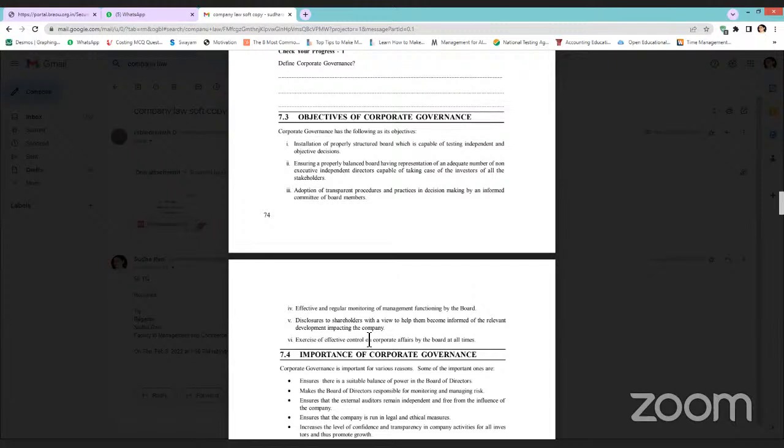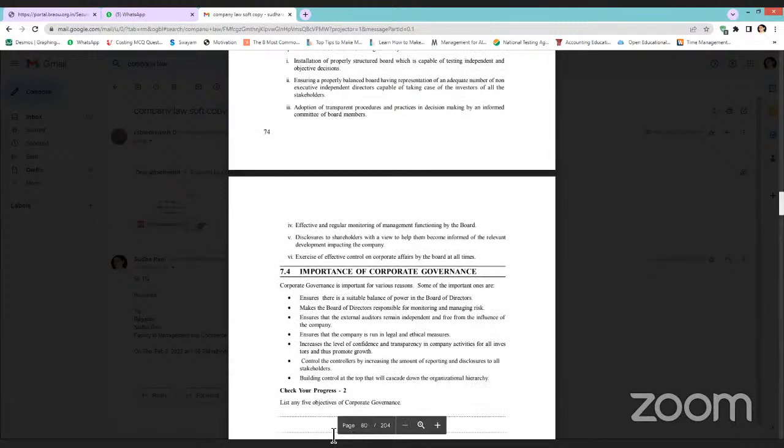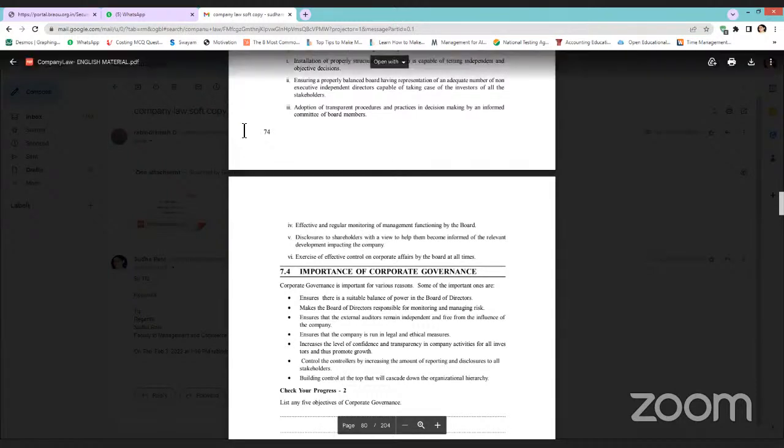That's the other important one. Corporate governance makes sure that no person's interest is affected, and that every stakeholder's interest is protected irrespective of their size in the organization. Exercise of effective control on corporate affairs by the board at all times. The final, but not the least, is implementing certain controlling measures on the corporate affairs, so that it can control and make sure the board works effectively.